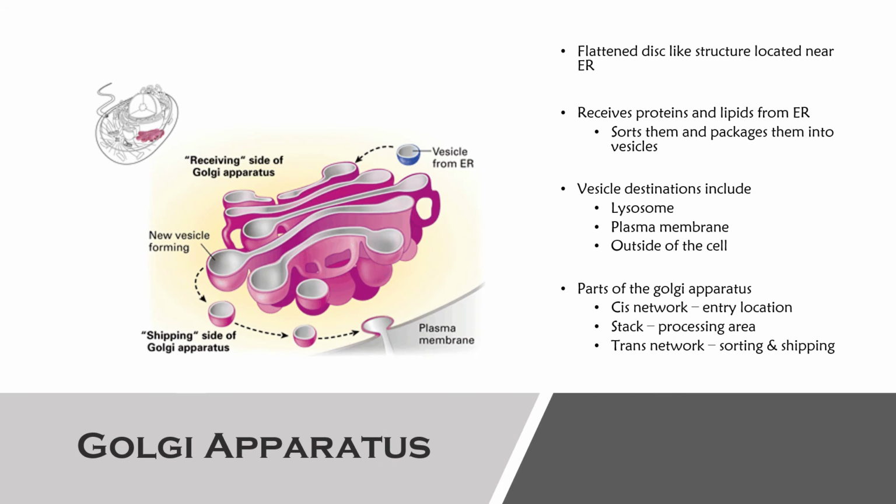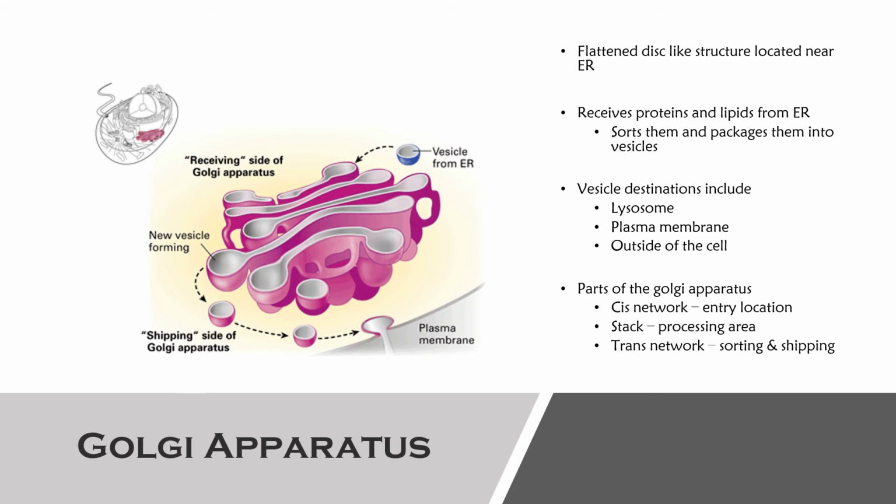The Golgi apparatus is a flattened disc-like structure that's located near the ER. This is where proteins and lipids are received. They're sorted and then packaged into vesicles, and these vesicles can go to a lysosome to be digested. They can go into and out of the plasma membrane outside of the cell.